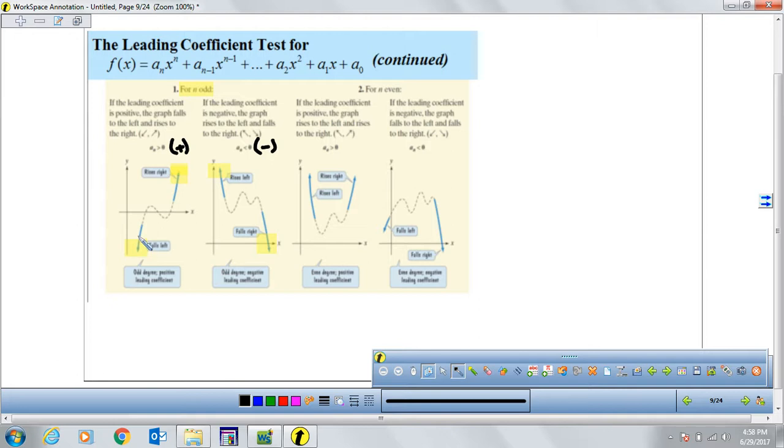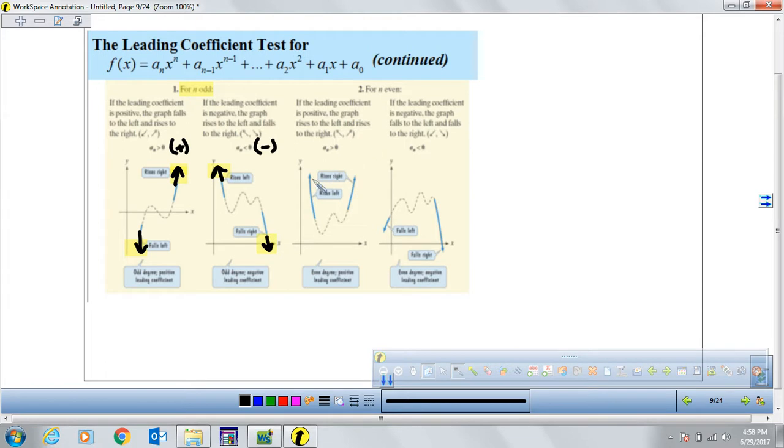So the S shape goes up from left to right if I have a positive leading coefficient, of course in conjunction with my odd degree. This one happens if we have a negative leading coefficient in conjunction with an odd degree as well. The left end goes up, and the right end goes down.